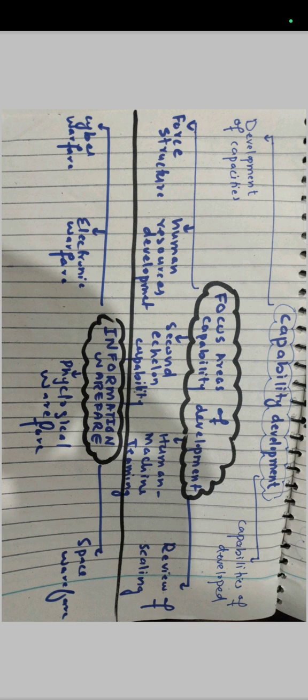So this is all about the Indian land warfare doctrine of 2018, and these are all the different strategies, the different tactics, and the different policies that India added to its land warfare in order to make it more and more developed. Thank you so much.